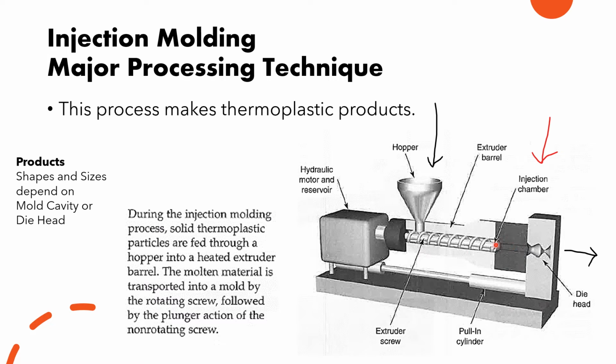And then there's a plunger, you can see it here, and that's also going to add some action on that melted or heated molten material. And it's going to come out of this die head, okay? And we make shapes and sizes depending on that cavity. And we call this the mold cavity or die head or die.